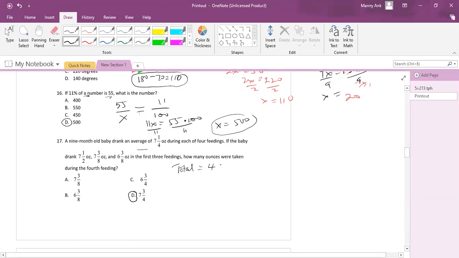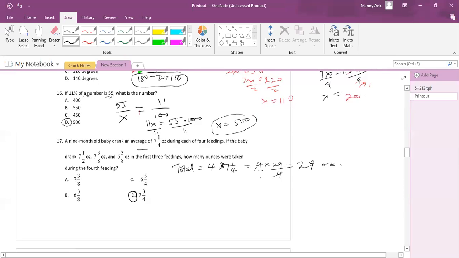So 4 times 7 1/4 should give us the total. If you're multiplying, you have to change the mixed number to an improper fraction. So I have 4 times improper fraction. 7 times 4 is 28 plus 1, 29 over 4. I can put this over 1. 4 will cross out, so we have a total of 29 ounces for the feeding.